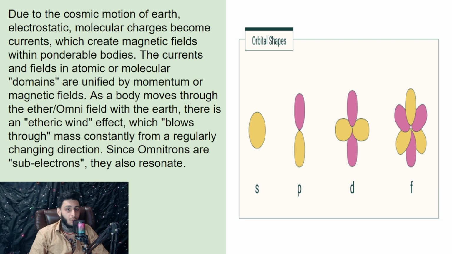Due to the cosmic motion of Earth, electrostatic molecular changes become currents, which create magnetic fields within ponderable bodies. The currents and fields in atomic or molecular domains are unified by momentum or magnetic fields. As a body moves through the ether or the omni field with the Earth, there is an etheric wind effect which blows through mass constantly from a regularly changing direction. Since omnitrons are subelectrons, they also resonate.